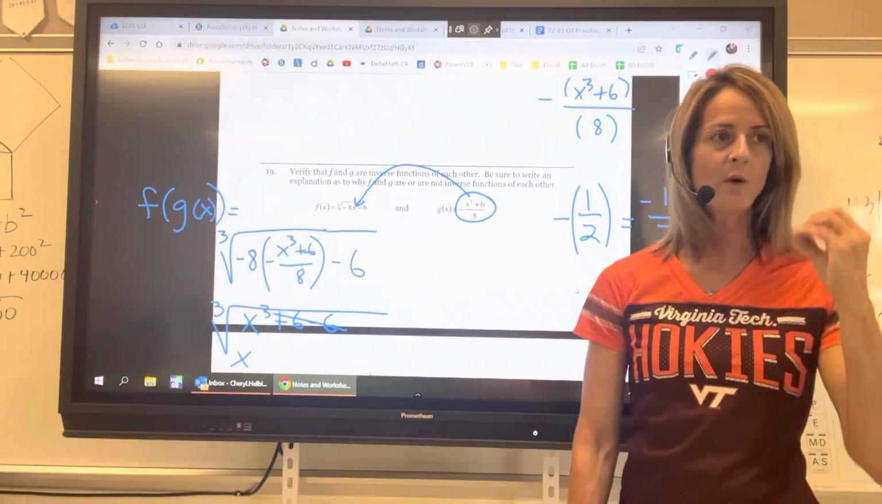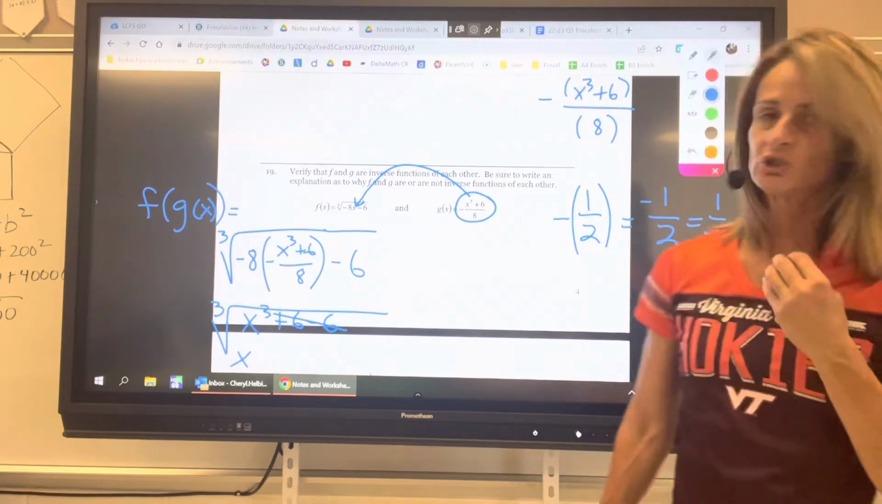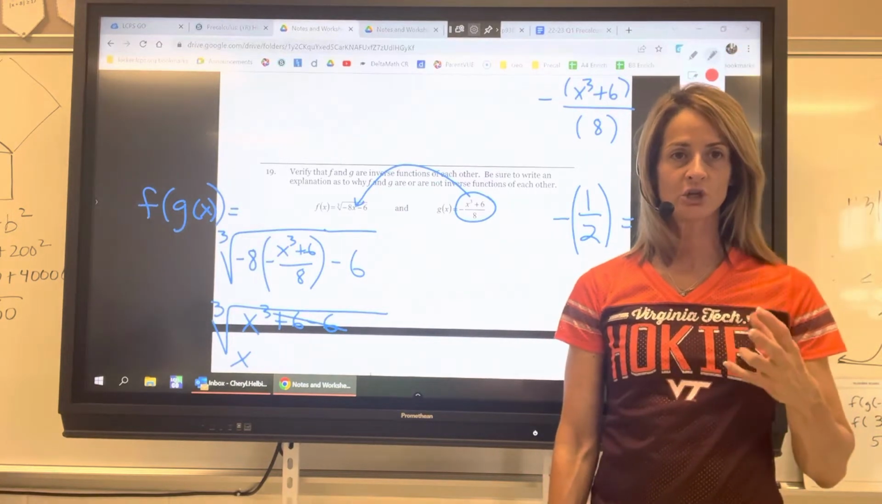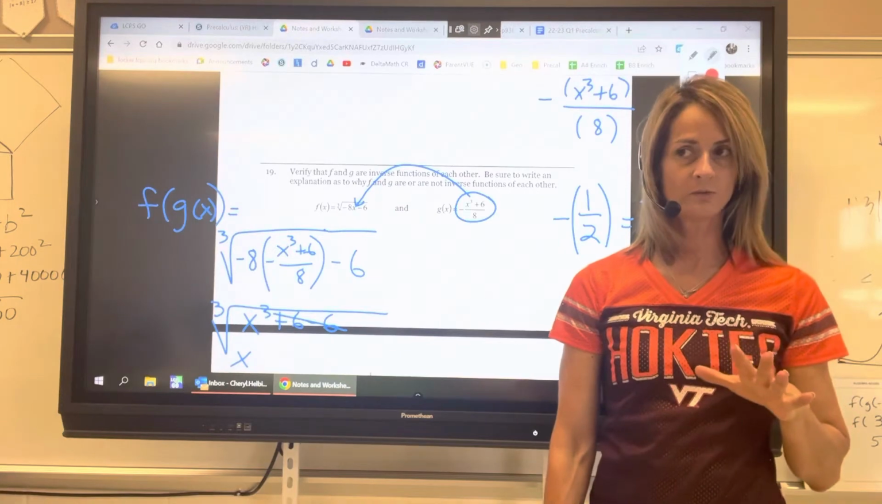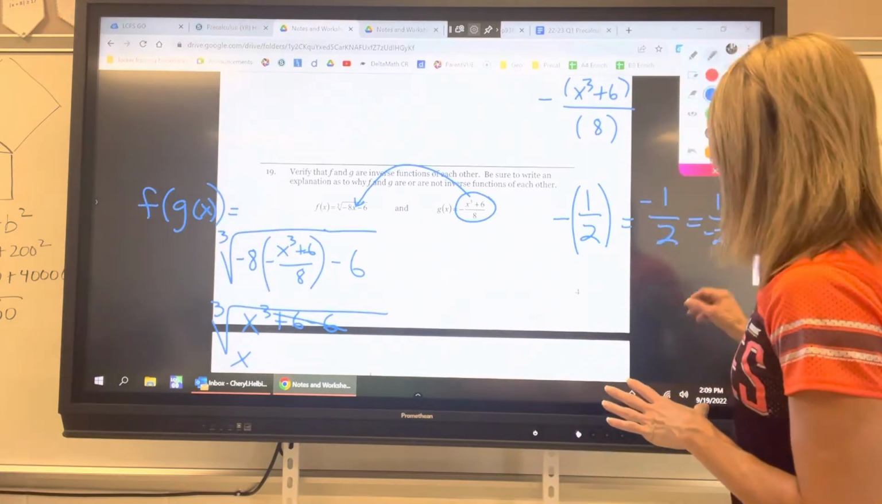But we also have to check g of f of x and make sure that undoes the function as well. Okay, so let's go ahead and try that.